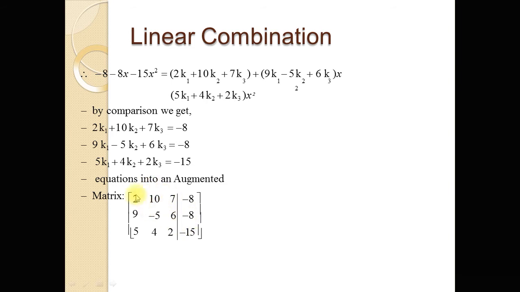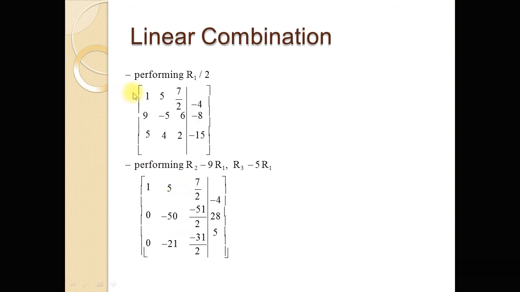Now to convert this matrix to echelon form means to convert it into an upper triangular matrix. By upper triangular matrix, the entries below the diagonal will be 0. The 9 will be 0, the 5 will be 0, and the 4 will be 0. So by using row operations, multiplying the first row by 1/2, we obtain 1, 5, 7/2, -4, and the other two rows stay as they are.